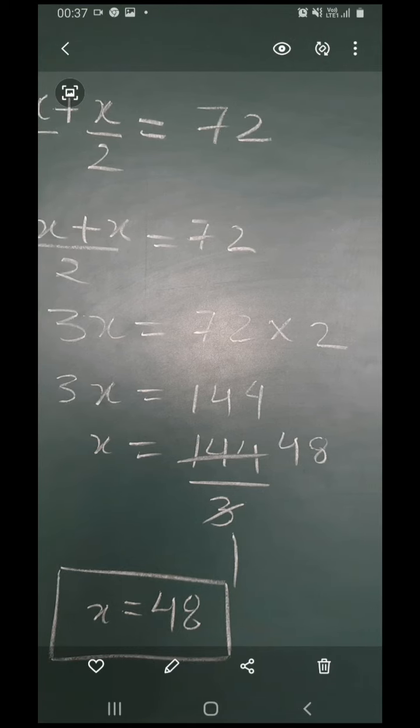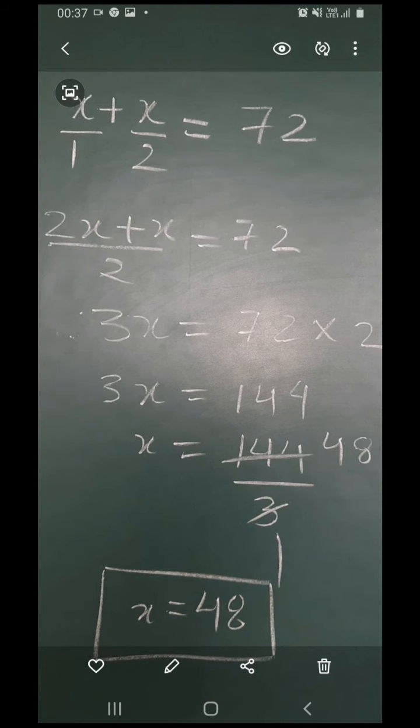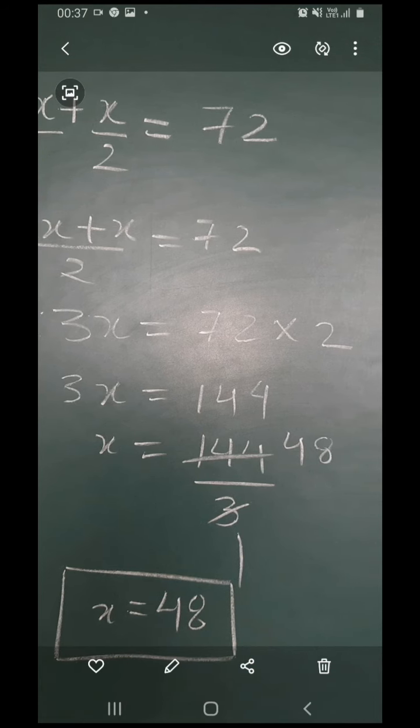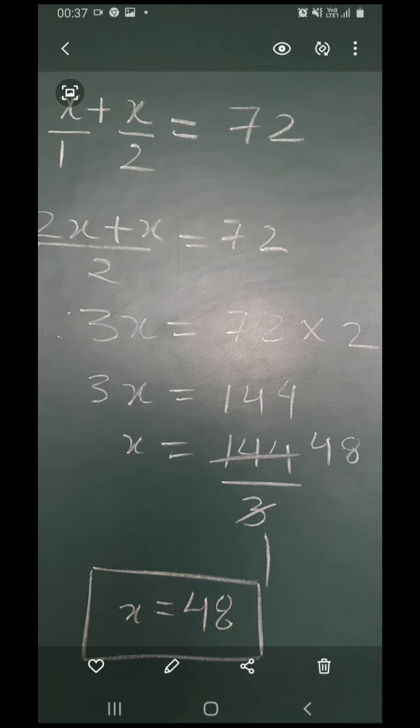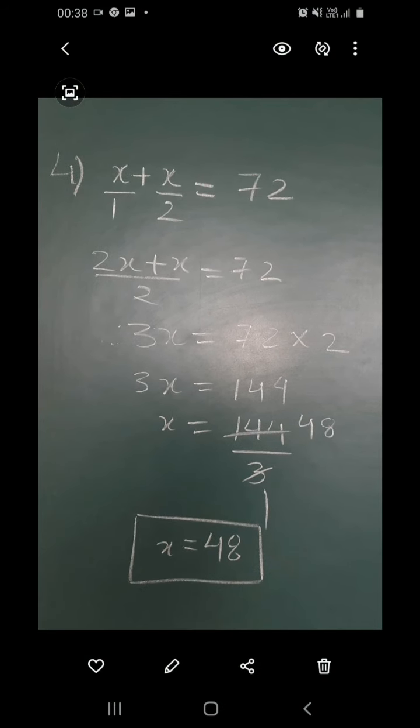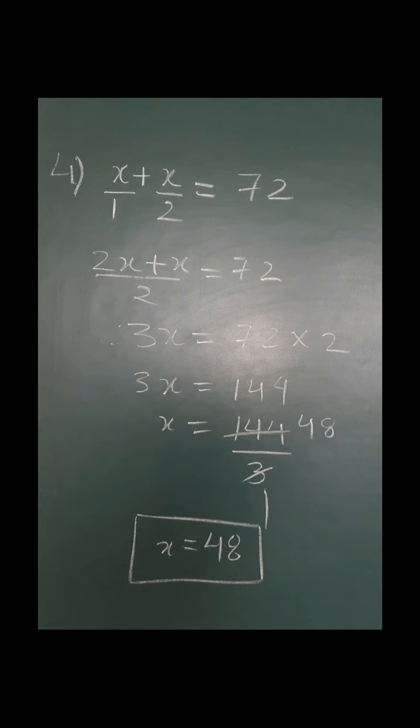Now 72 multiplied by 2: 3x is equal to 72 multiplied by 2. Now 2 2s are 4, 2 7s are 14. Now again this 3 is in multiplication with x. Once it goes to the right hand side, it will be in division. Now 3 4s are 12, 2 remainder, 3 8s are 24. So what is the value of x? The value of x is 48, right students?